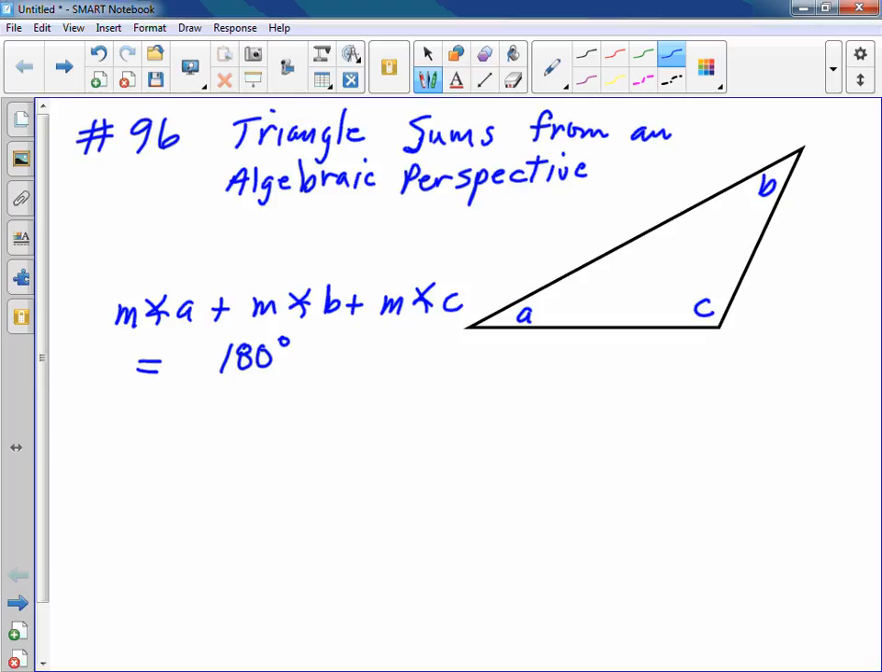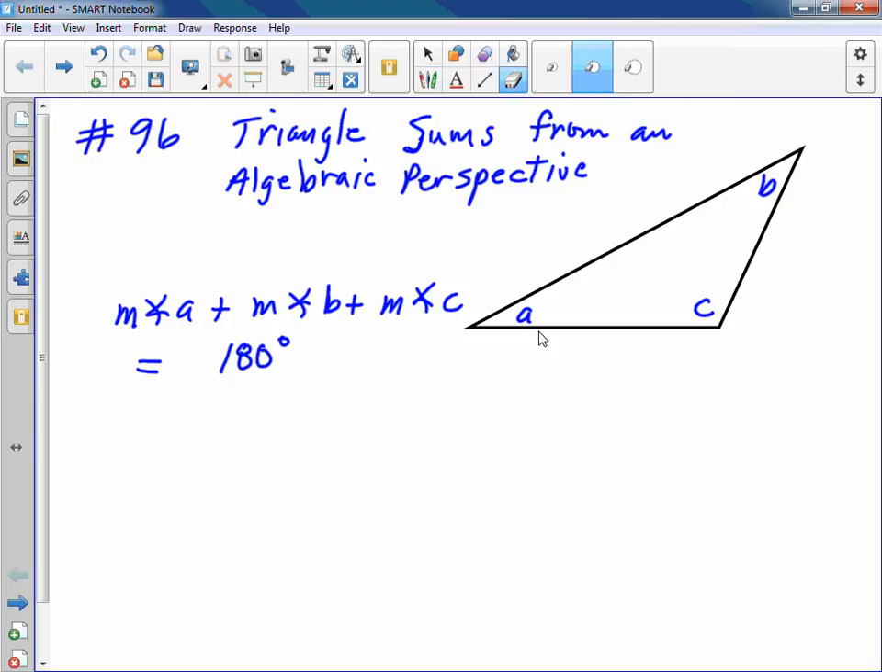Some books call it conjectures, some books call it theorems. But we can use this information in a lot of ways. So anytime I have a triangle, any triangle, the sum of the three interior angles is 180 degrees. That's really all there is to it.